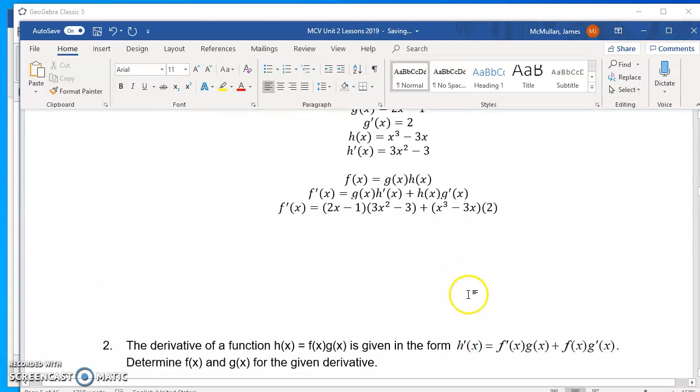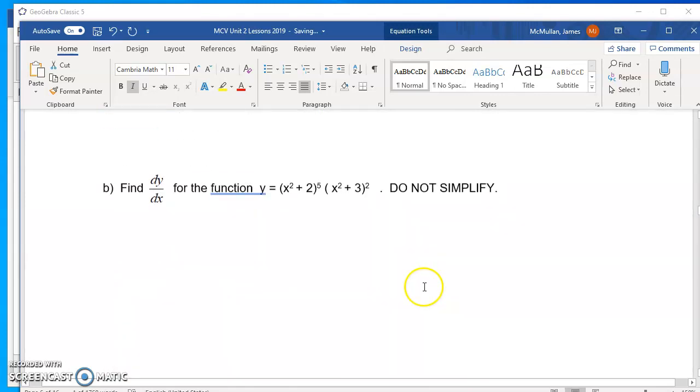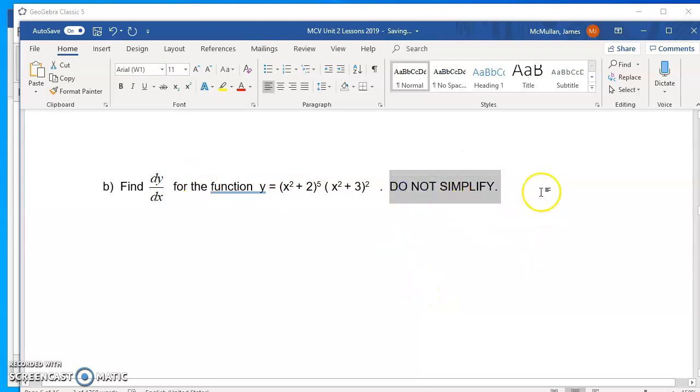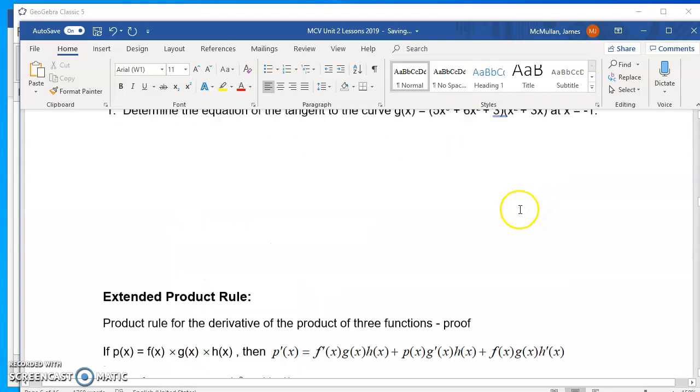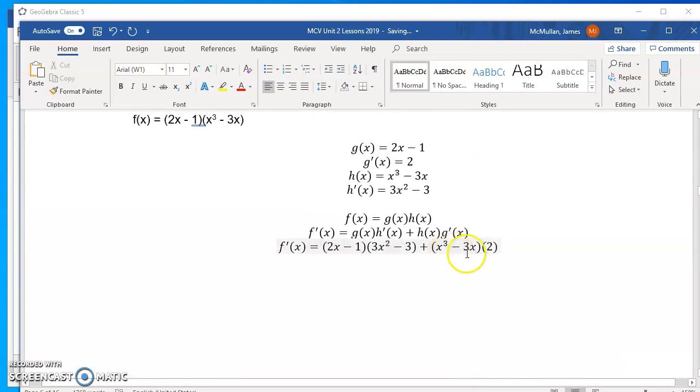Now, some questions you will have to take this and clean it up. Other times you won't. For example, with this really complex one down here, do not simplify, because when these get really complicated, simplifying them is not really making them simpler. It's really making them quite a bit longer. Something like this, I don't think is too onerous to simplify, right?